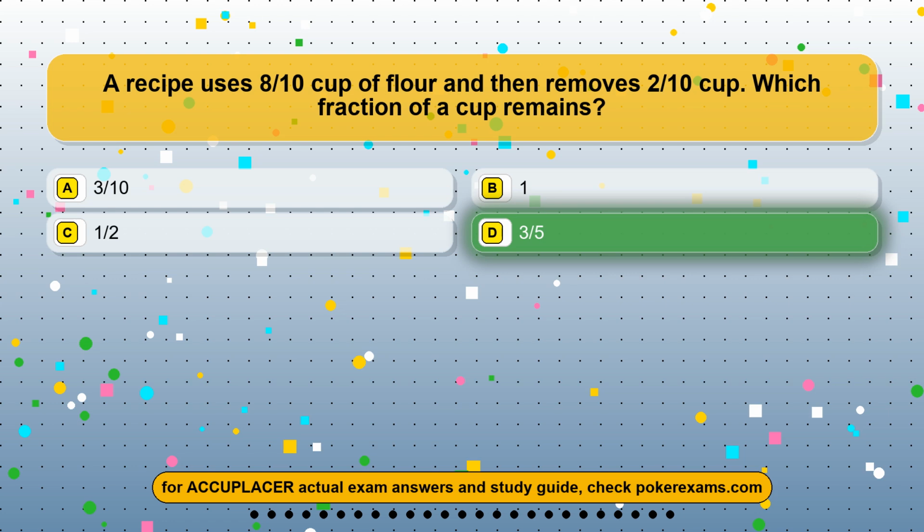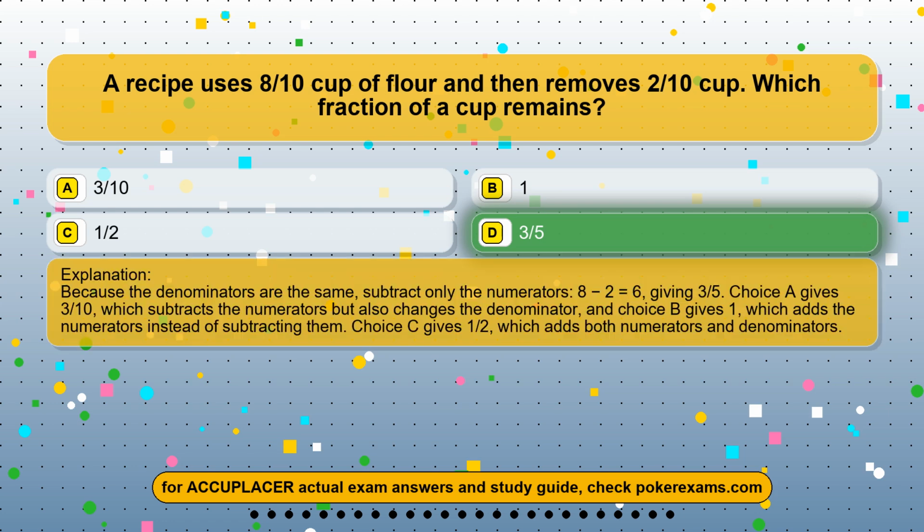The correct answer is option D, 3/5. Because the denominators are the same, subtract only the numerators. 8 minus 2 equals 6, giving 3/5. Choice A gives 3/10, which subtracts the numerators but also changes the denominator, and choice B gives 1, which adds the numerators instead of subtracting them. Choice C gives 1/2, which adds both numerators and denominators.